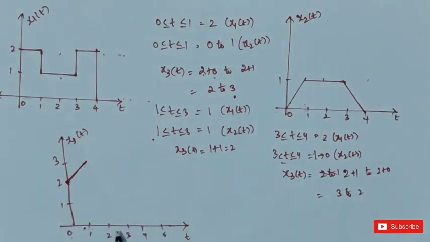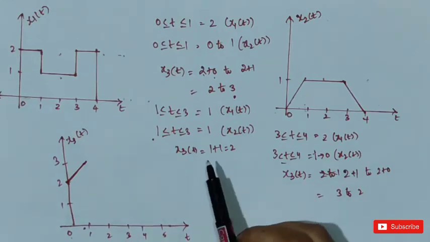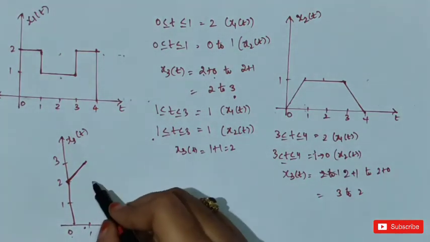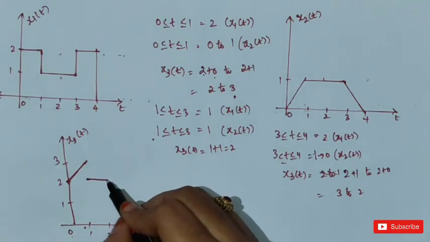Now, let us consider the interval 1 to 3. What is the amplitude? It is 2. It is a constant value. It is not changing in the interval 1 to 3. So, it will be 2.